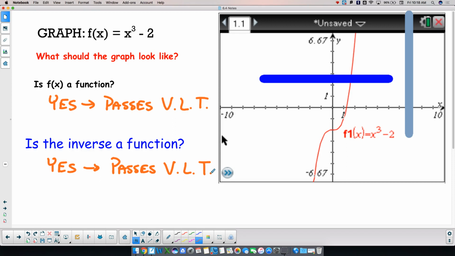Okay. So since f of x passed both tests, it is said that f of x is one-to-one. So I can find the inverse of f of x. So f of x is equal to x cubed minus 2.